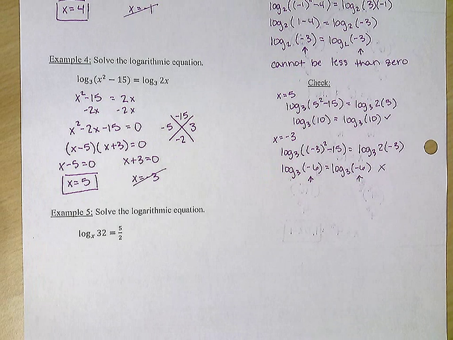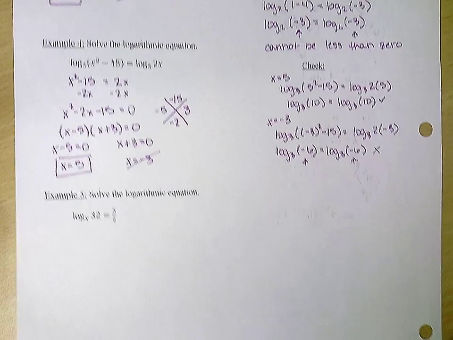Now, sometimes your negative answers do work. Okay, don't just take this as if I get x to be a negative number, it won't work. Sometimes they do work. There's an example on your practice sheet where negative 1 might work. Okay, so you do need to check to make sure. Questions on example 4?